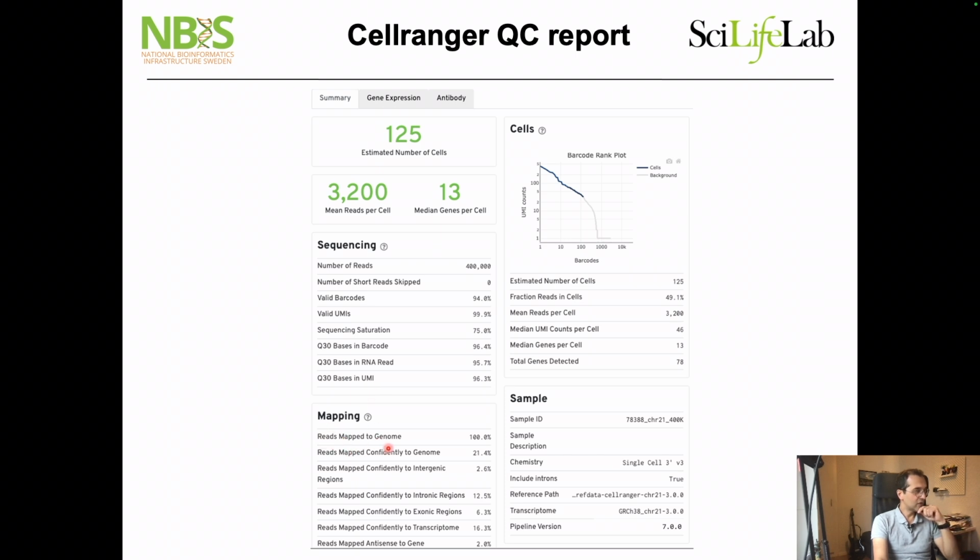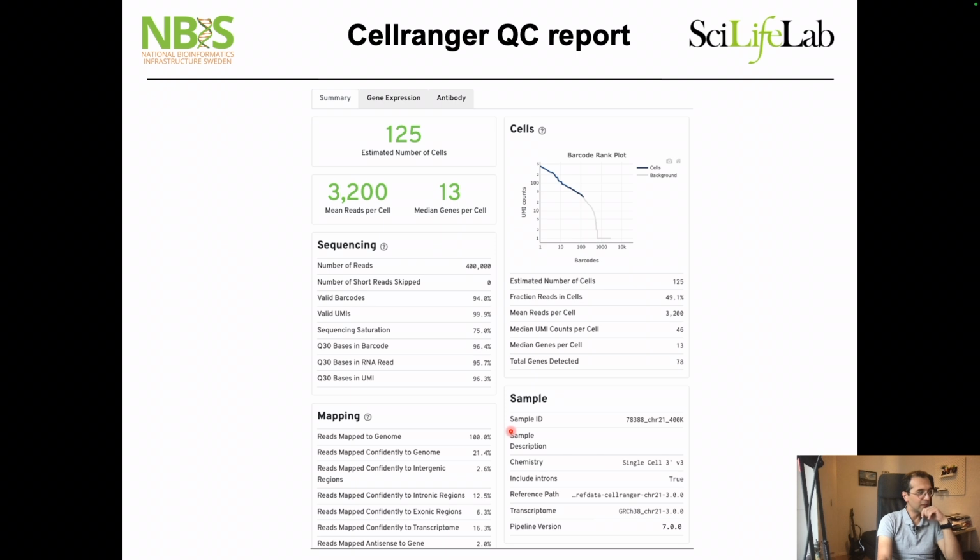So it shows that the proportion of the reads that have been confidently mapped to the genome is very low, 21%. Do you have any idea what can be the problem here? Okay, someone said bad quality. You're not using the right reference, maybe? Yeah, that's actually that. And so you can already see that in this report.